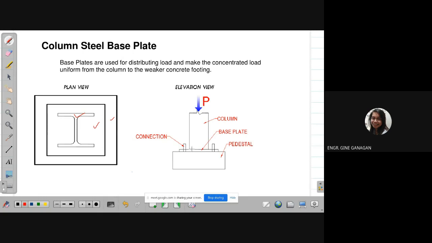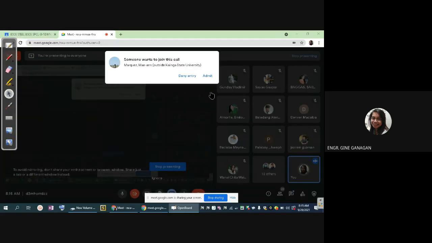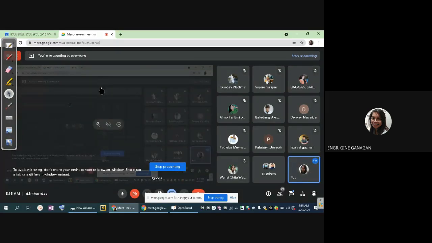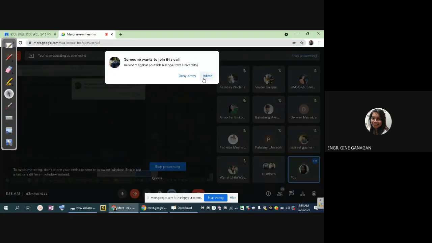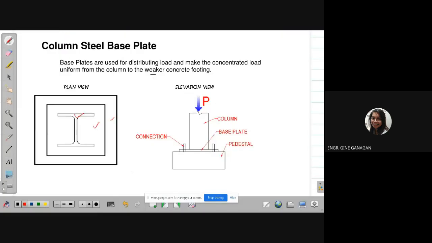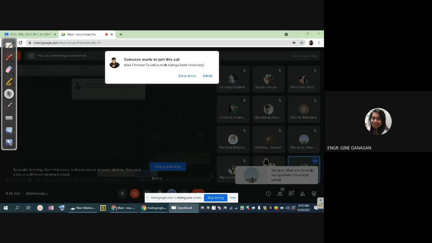Since without the base plate, the contact area nung column tsaka pedestal is direct siya. And direct contact ng column, yung loads from column to the pedestal is critical to bearing. So gumagamit tayo ng base plate to widen up and distribute the load from the column papunta doon sa ating pedestal. Okay?